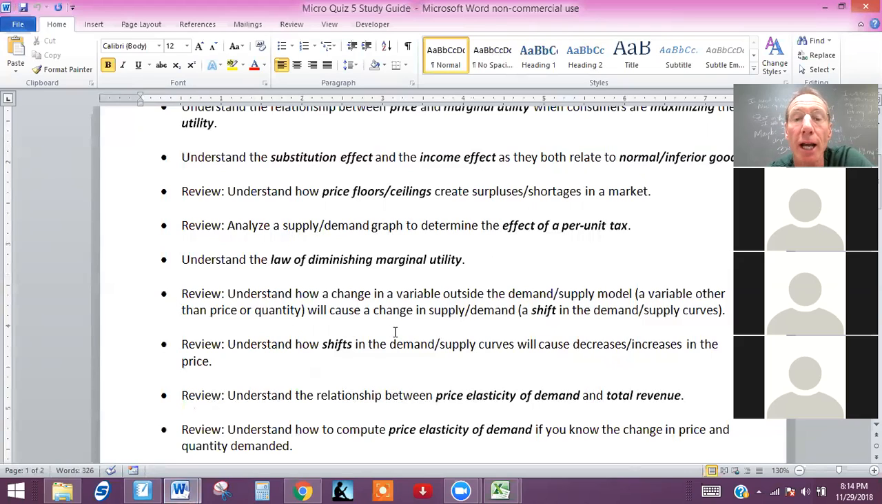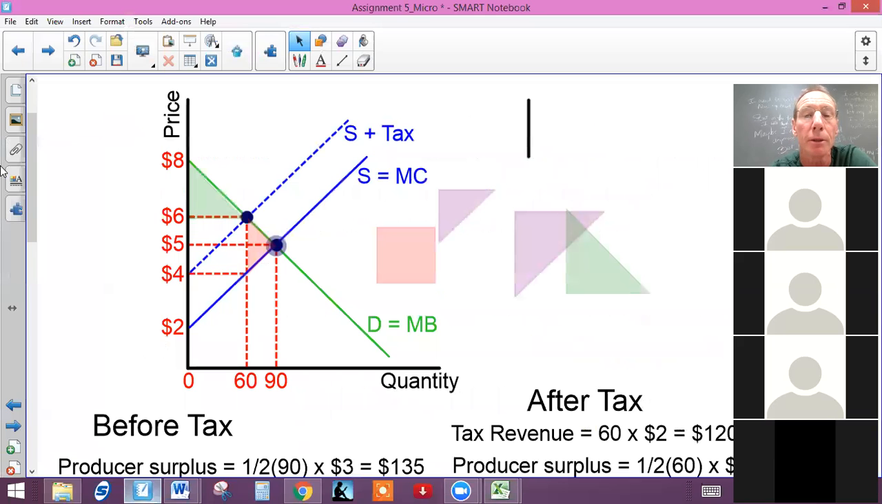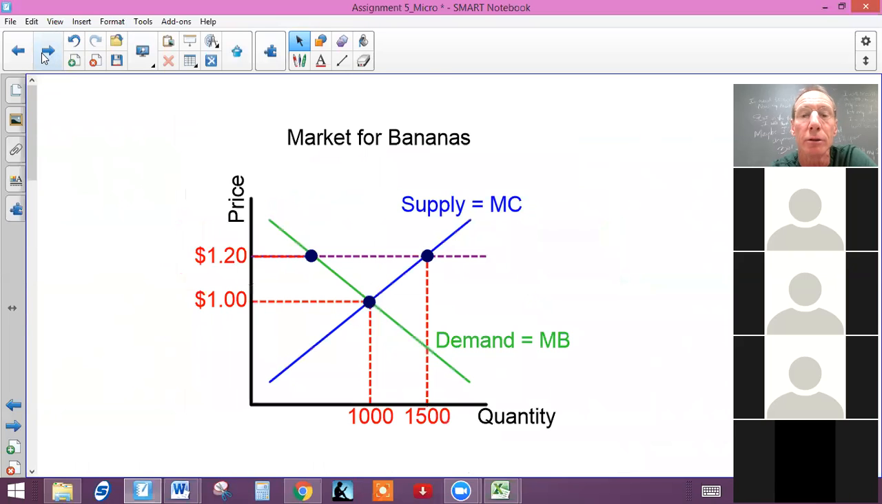Understand how a change in variable out. Okay, so this is just saying that if you're looking at a typical supply and demand model, let me see if I can find one here that's just easy to look at. Okay, here's one. And you get a movement along the line. That's because of a change of a variable in the model.